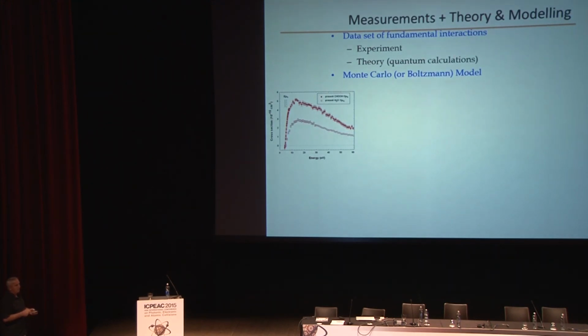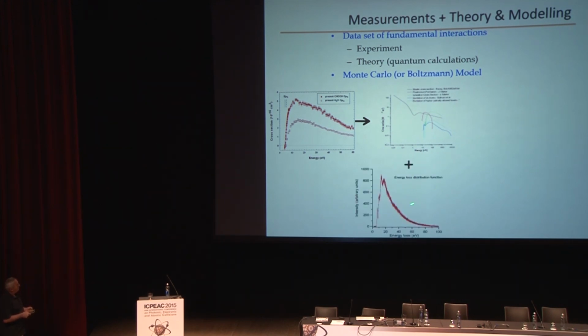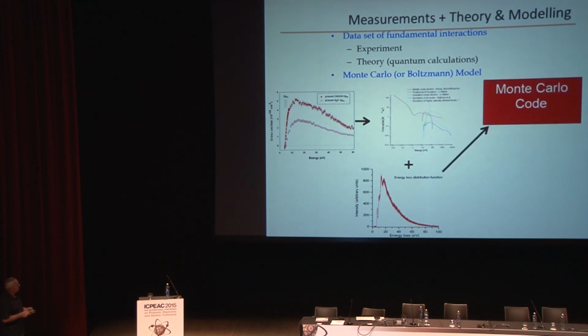We take this information, and it might be either from experiment or from theory. A lot of it comes from theory. And then with our colleagues, we put it into Monte Carlo or Boltzmann type models to model the positron transport in various media. So the scheme of things is that we measure these cross-sections, we put them together in a cross-section set, we add things like an energy loss distribution function to that cross-section set.